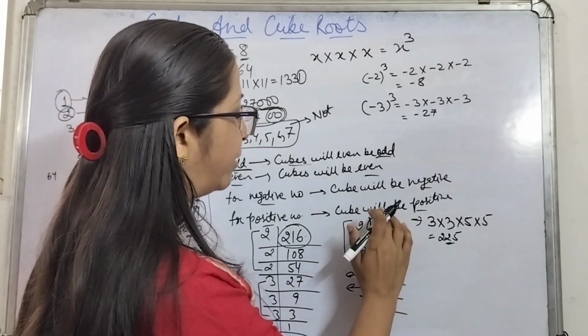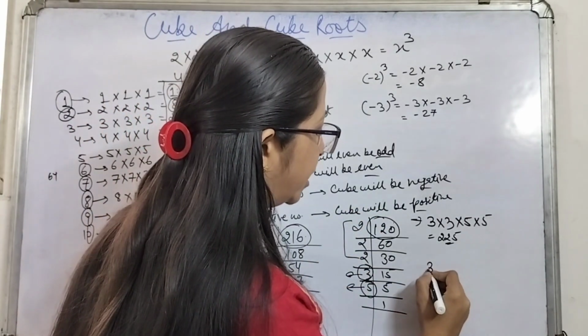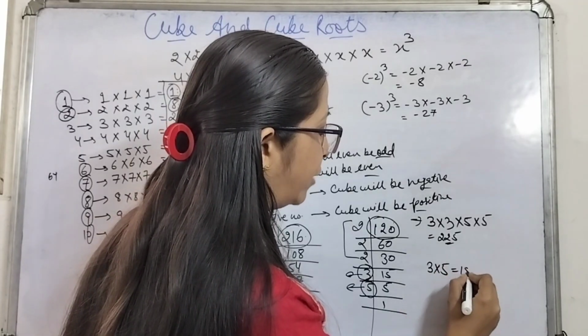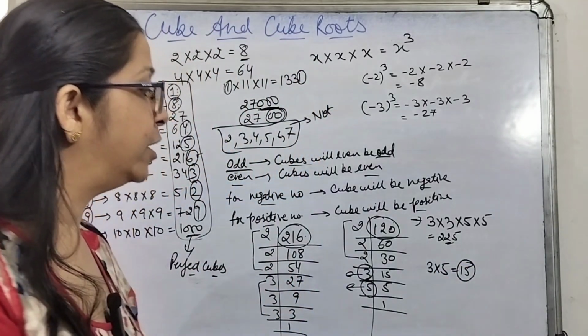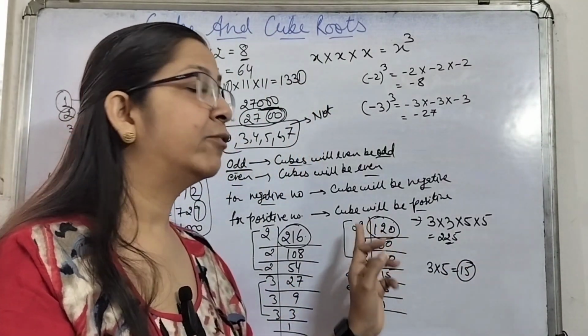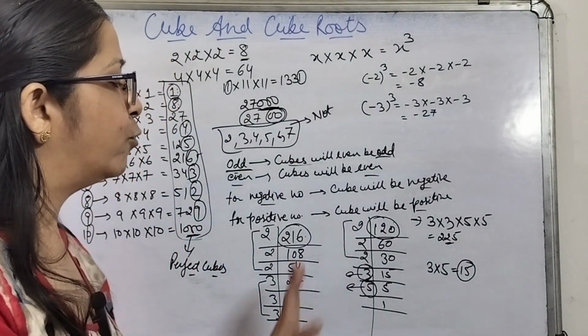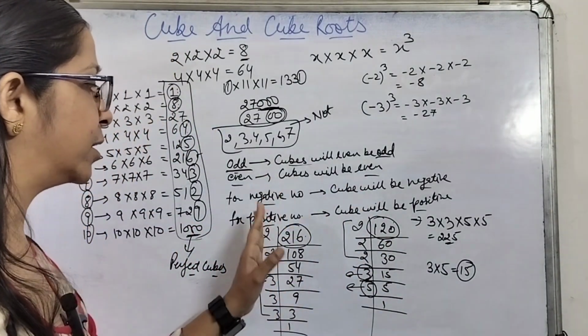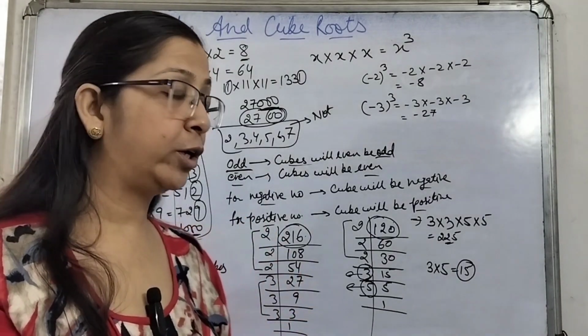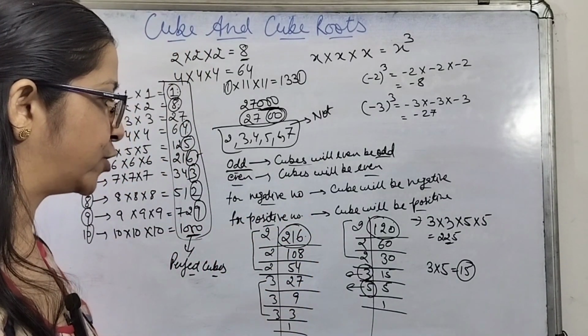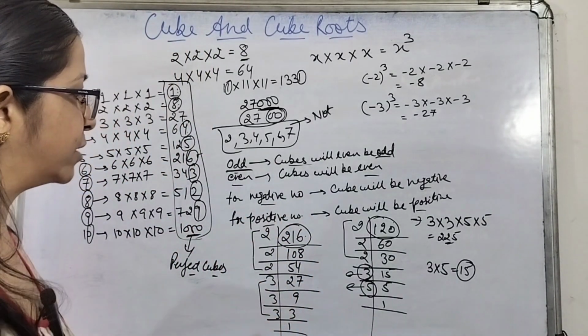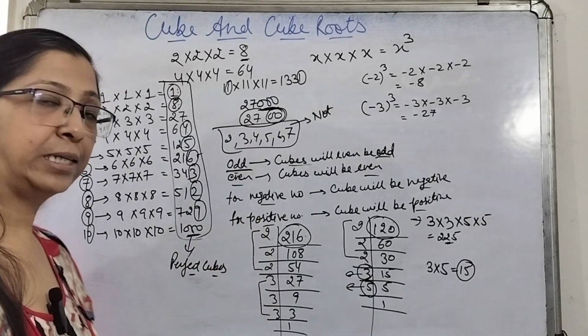So if you divide 120 by 3 into 5, that means dividing it by 15, whatever number you get will be a perfect cube. Clear? Hope it is. What you need to do for checking whether the given number is a perfect cube or not is the prime factorization. First of all, we have done the prime factorization. We will see what all the factors are.